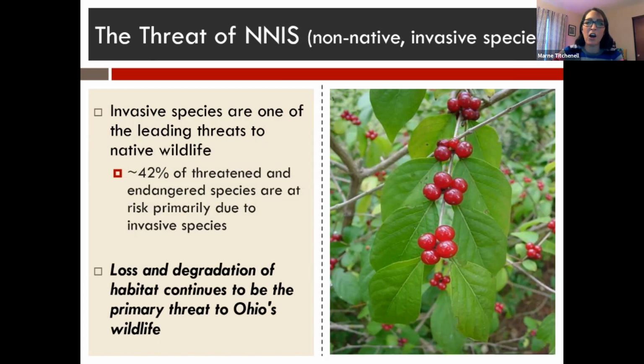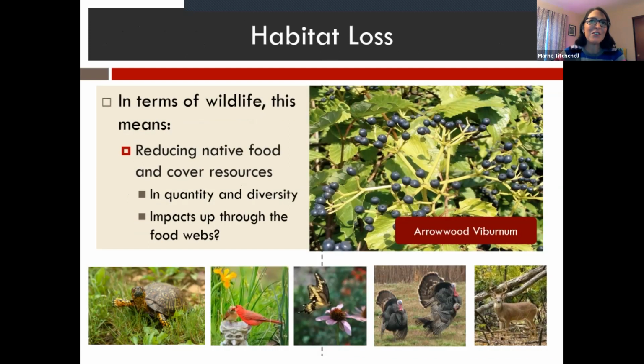I think a valid argument could be made that our non-native invasive species, especially in the case of plants, cause degradation and loss of habitat. And if you don't believe me, hopefully you will after tonight, because I'm going to give you a lot of examples. In terms of wildlife, when we look at our non-native invasive plants specifically, we see that they do not provide the resources that our wildlife is looking for, specifically the food and the cover resources that they need. I'll give you some more specific examples as we go through tonight. Now, this viburnum that you're looking at, arrowwood viburnum, is a great native shrub for our wildlife species. Birds particularly love these small berries.